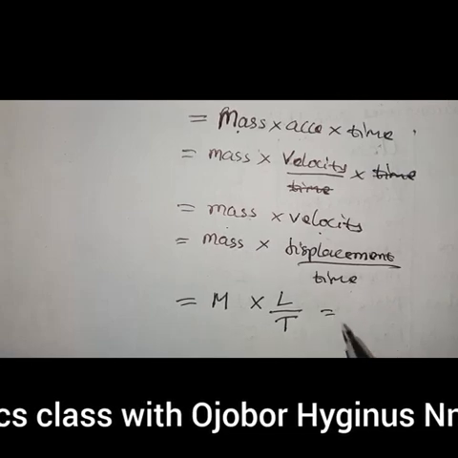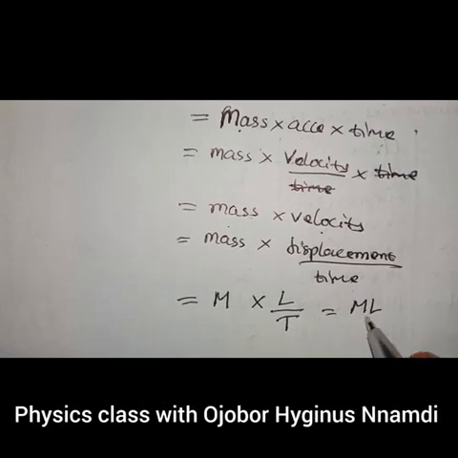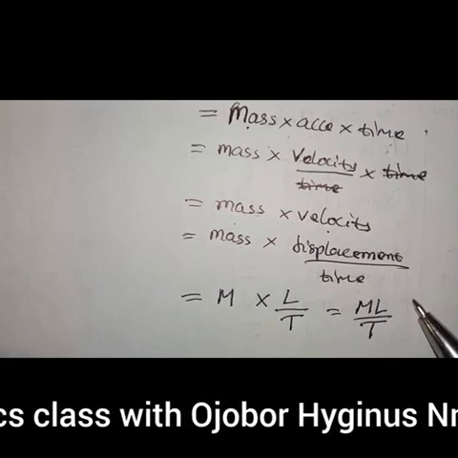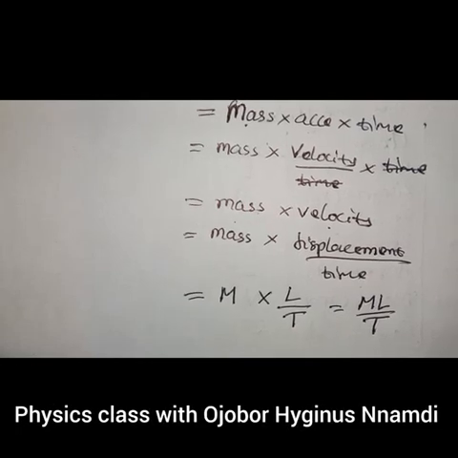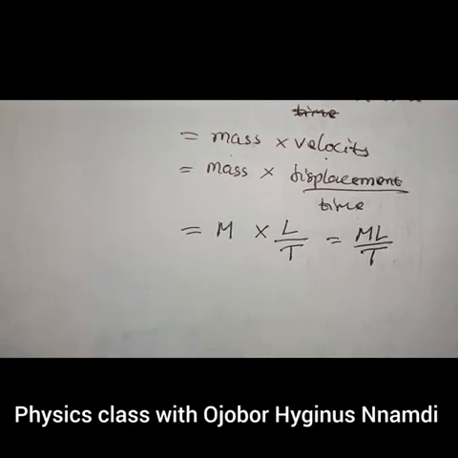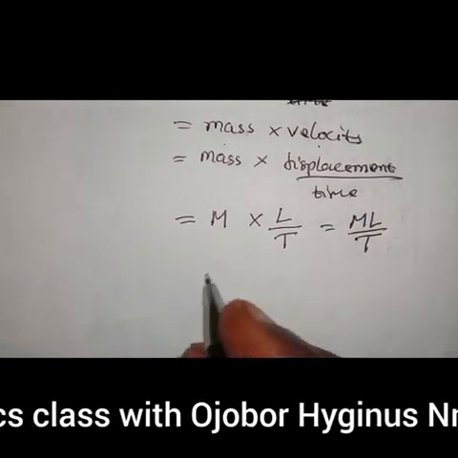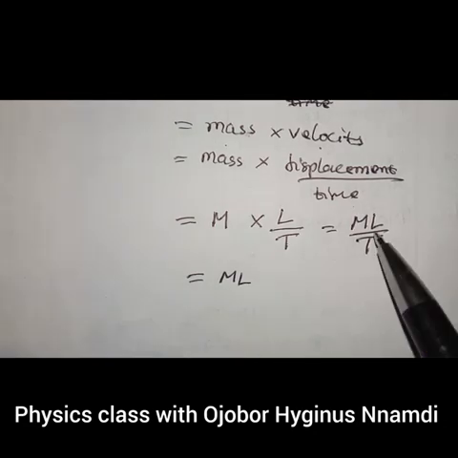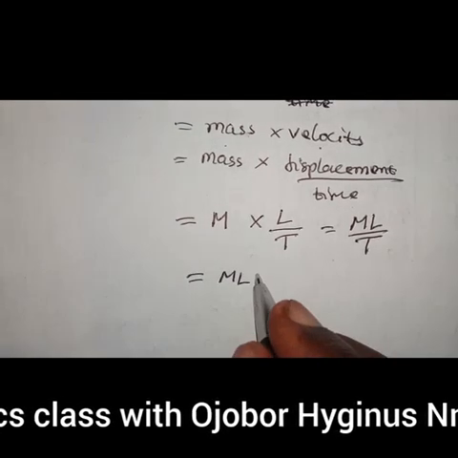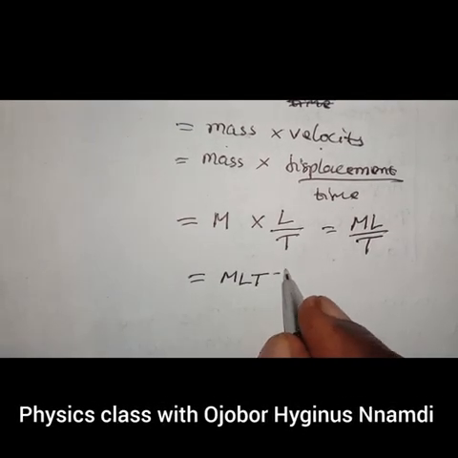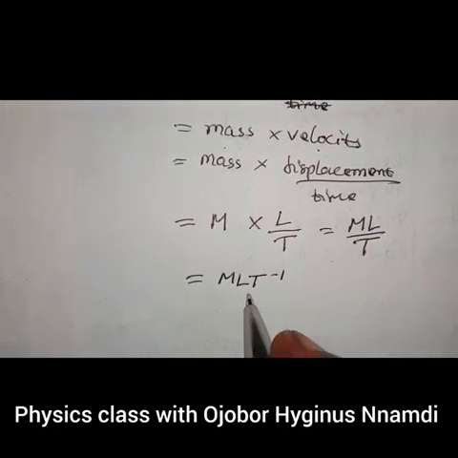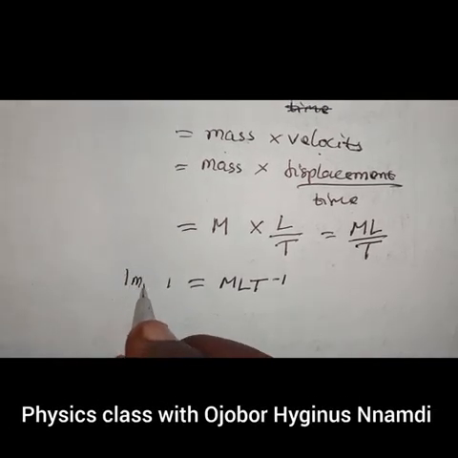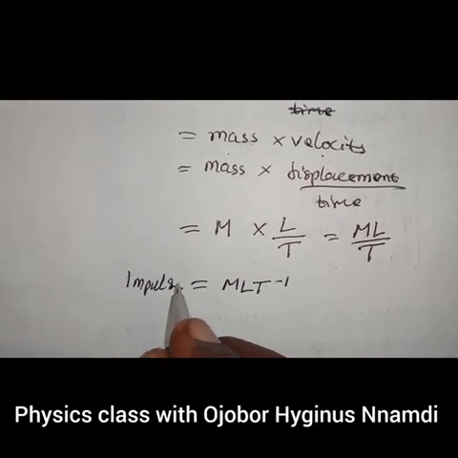Now this will give us ML over T mathematically, but we do not write dimension in a fraction form. Instead, we make it to be in a linear form, index form. So that is equivalent to ML, and by the law of indices, if this T should come up, it becomes T raised to power minus 1. This is the dimension of impulse.